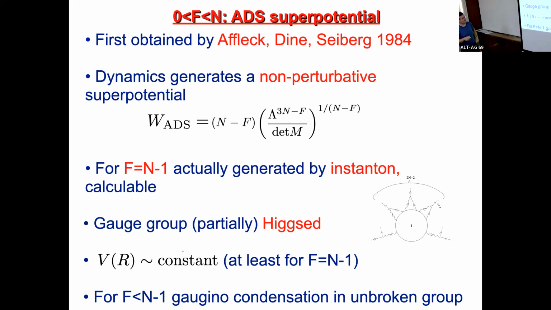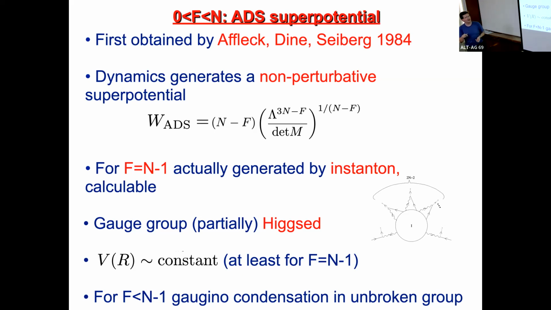If the number of flavors is less than the number of colors minus 1, then the gauge group is not completely broken. The mechanism for generating the superpotential is not going to be instantons, it's something different. It turns out that in that case there's going to be gaugino condensation in the unbroken group. If I have fewer than N-1 flavors, there's always some part of the gauge group left unbroken. If you go out somewhere in the moduli space, in that unbroken gauge group there's going to be a gaugino condensate, which will depend on the dynamical scale of the unbroken gauge group, matched exactly via this matching condition.